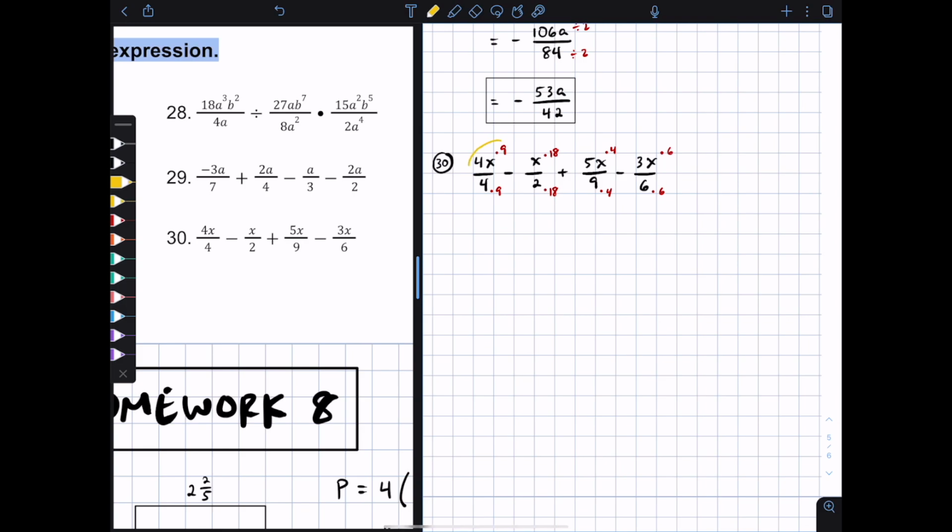All right, let's see here. So 4x times 9. Well, actually, let me go ahead and write the common denominator. We came up with 36, right? So 36 is what they can all go into. So again, this 4x times 9, that's going to be 36x. And then this is minus 18x.